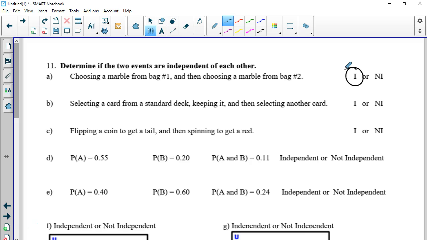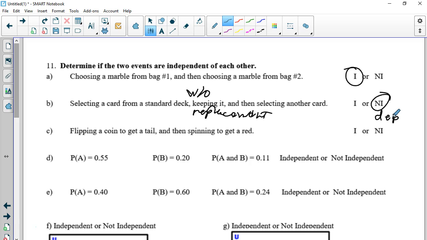Selecting a card from a deck, keeping it, and when you see keeping it, that means without replacement. Okay, think about it. You're going to have various ways of saying the same thing. Keeping it means without replacement. You're not putting it back in the deck. So the deck is different. The deck is not the same deck anymore. It's changed. That's not independent, which is the same way of saying it's dependent. That's kind of a backwards way of thinking about it, but not independent means dependent.